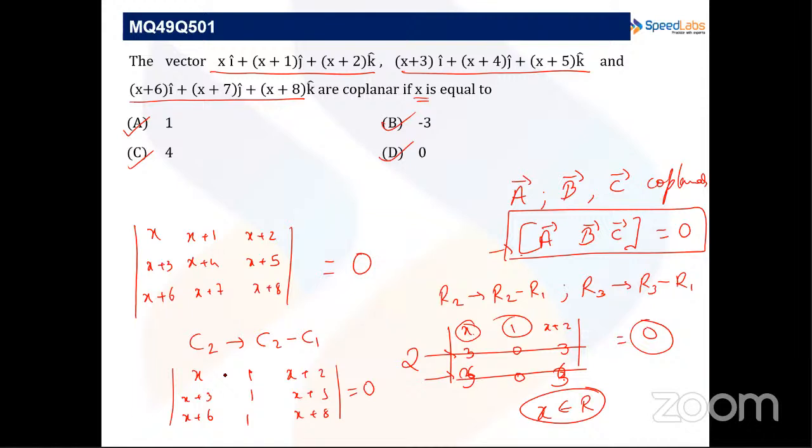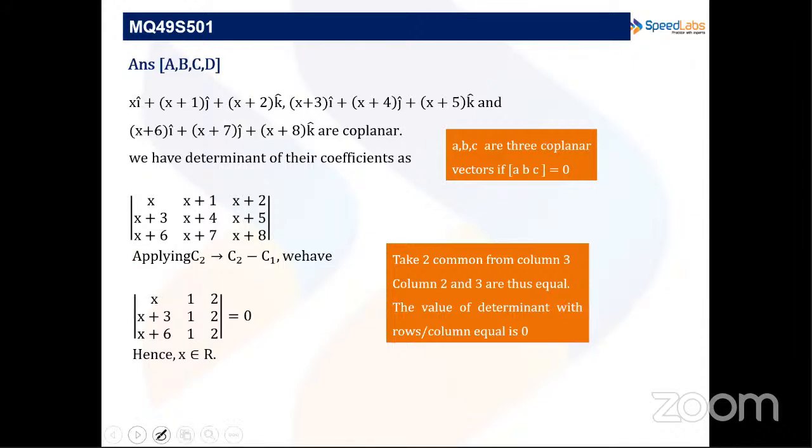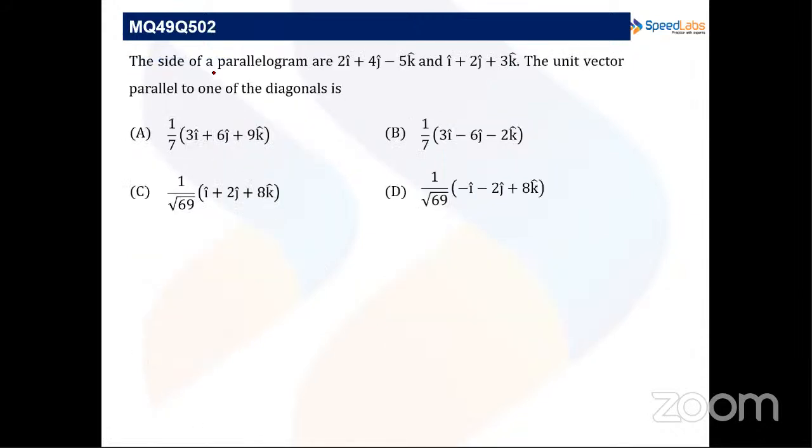Now moving to the next question. The sides of the parallelogram are 2i cap plus 4j cap minus 5k cap and i cap plus 2j cap plus 3k cap. We need to find the unit vector parallel to one of the diagonals.